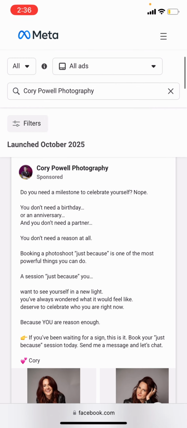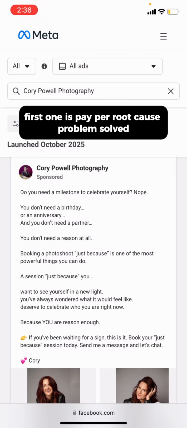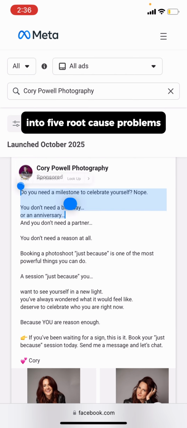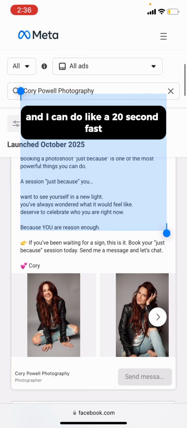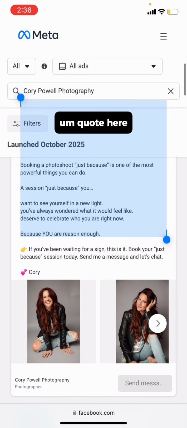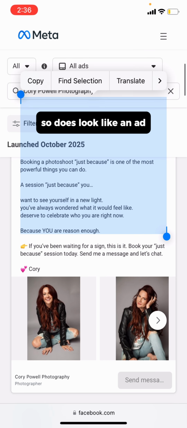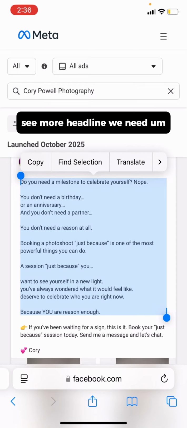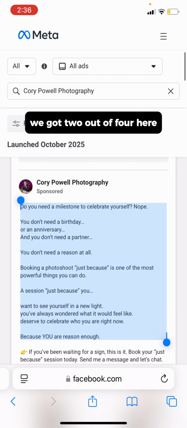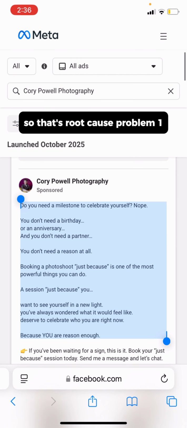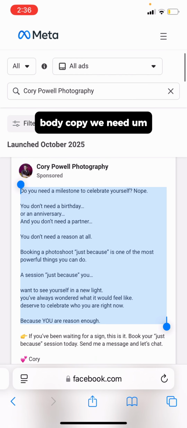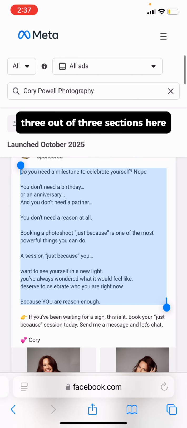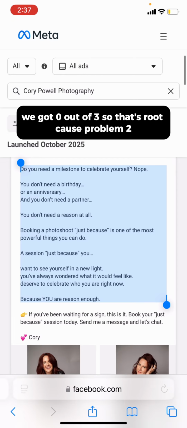Kind of two options. First one is pay per root cause problem solved. Basically I squished the 10 mistakes I talked about today into 5 root cause problems. And I can do like a 20-second fast quote here. Does it look like an ad? Nope. So we have root cause problem 1. See more headline, we need 4 out of 4 specific attributes. We got 2 out of 4 here. So that's root cause problem 2. See more headline body copy, we need 3 out of 3 sections here. We got 0 out of 3.